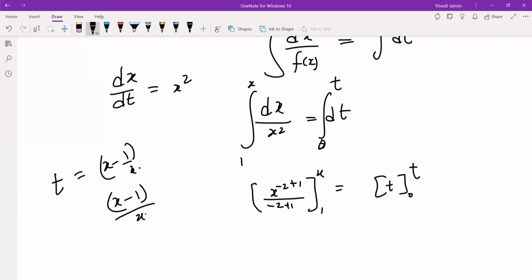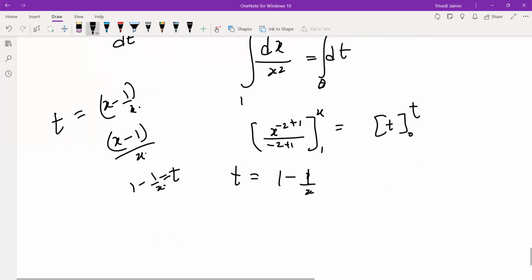That means it is 1 minus 1 by x. So it is equal to t. We want x, so send this side. Change position. 1 by x equals 1 minus t. So reciprocal, x equals 1 by 1 minus t. That's it.